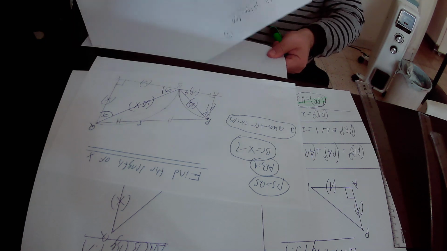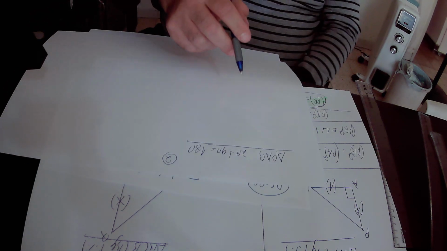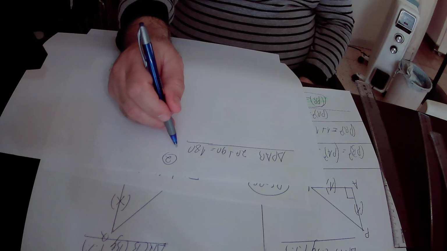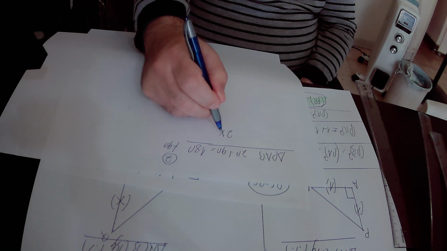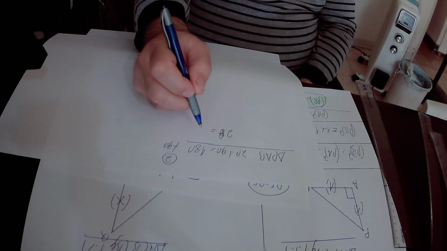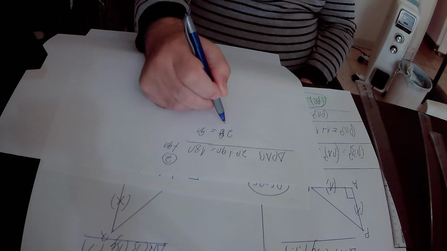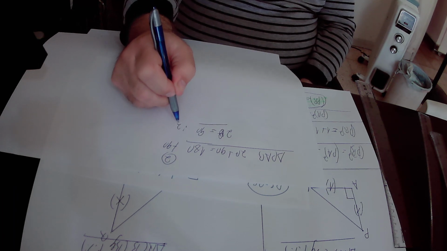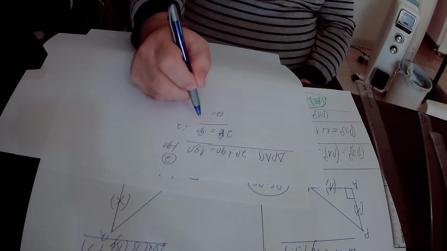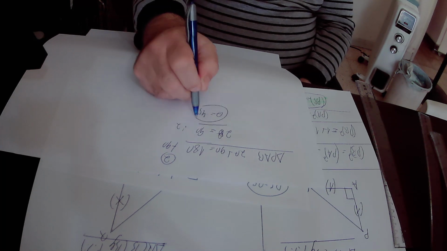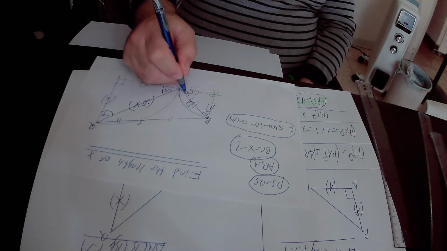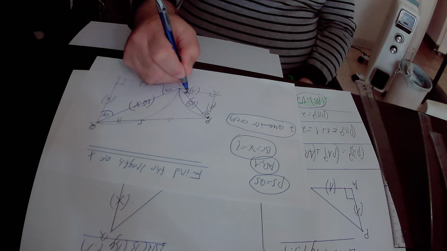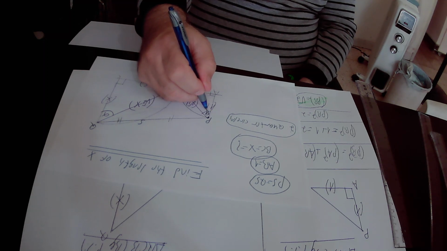Again, in the right triangle PAB, 2 theta plus 90 degrees equals 180 degrees. We subtract 90 degrees from this equation, and we get that 2 theta equals 180 degrees minus 90 degrees, which is 90 degrees. We divide this equation by 2, and finally we get that theta equals 90 degrees over 2, which is 45 degrees. So this angle equals 45 degrees, and this angle also equals 45 degrees.